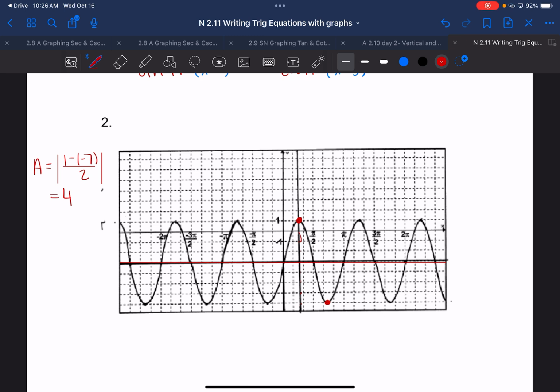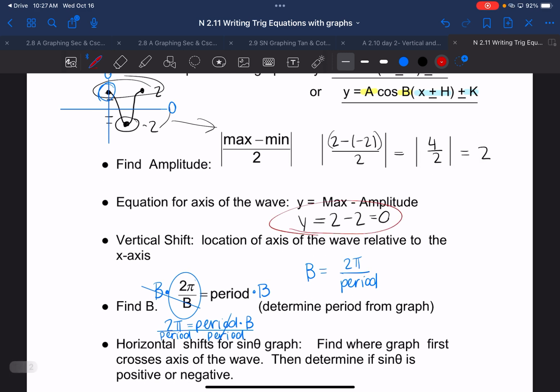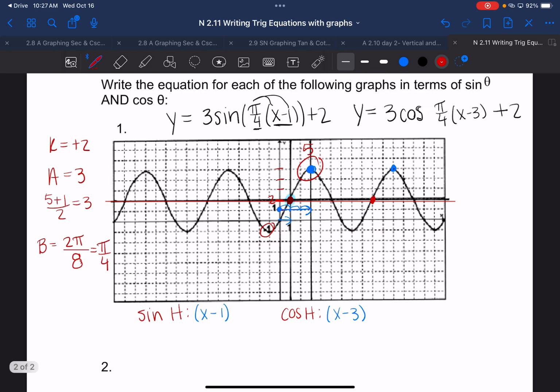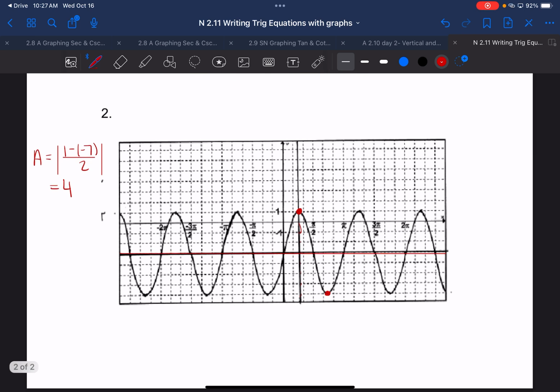Okay, then for our K value, right? Remember, we said that on the front that your K value would be your maximum minus your amplitude, right? So if I want to find K, K is going to be our maximum, which we said was at 1, right? Minus our amplitude, which is 4. -3. And is that where that darkened line that they drew for us is at? Okay, perfect. Okay, so we found A, we found K.